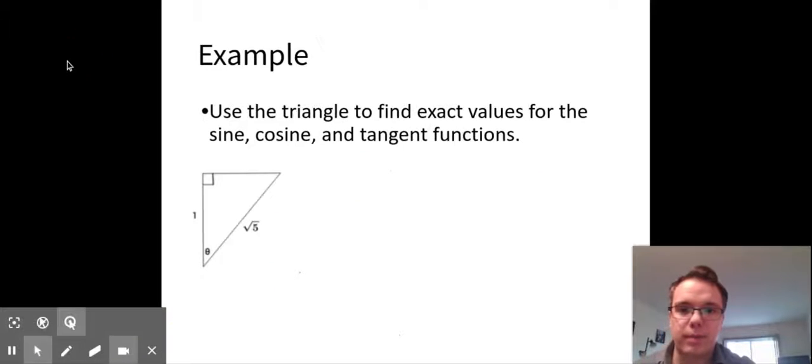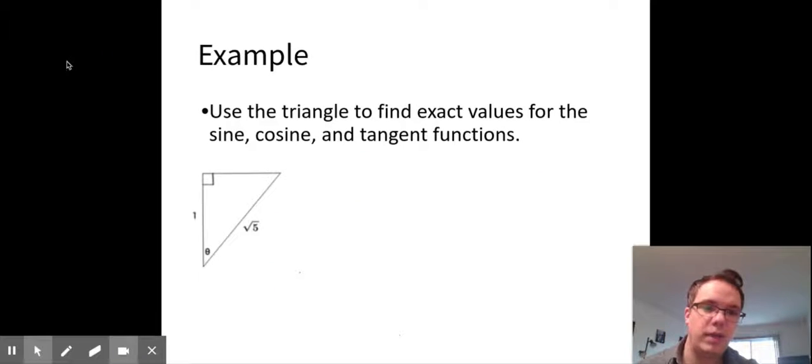We're going to have one more example for you. If you need to pause the video to write it down, go ahead. I'll stop for a second so you can do that. And when you're ready, hit play.